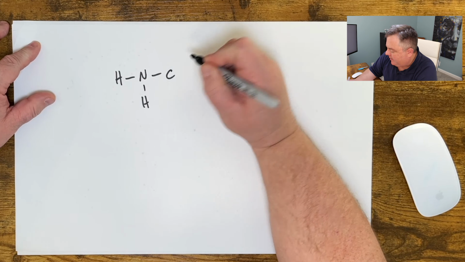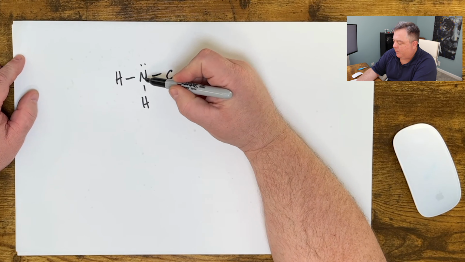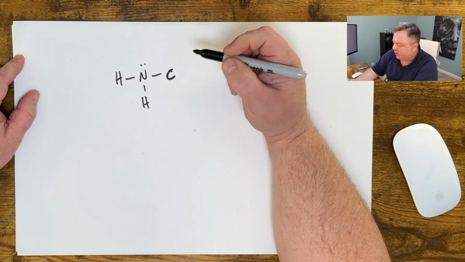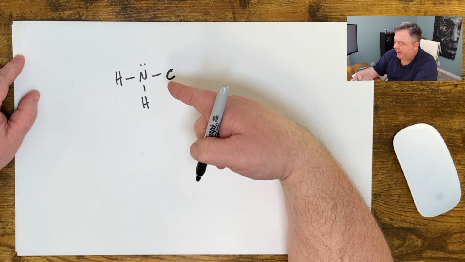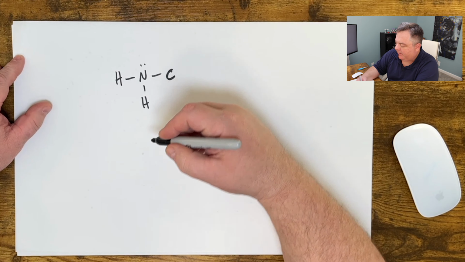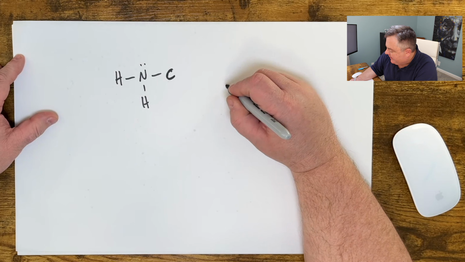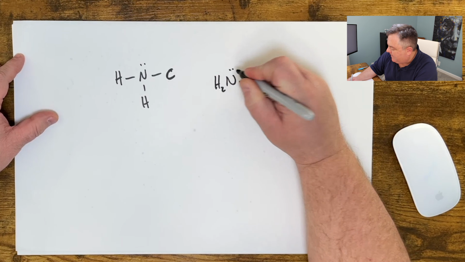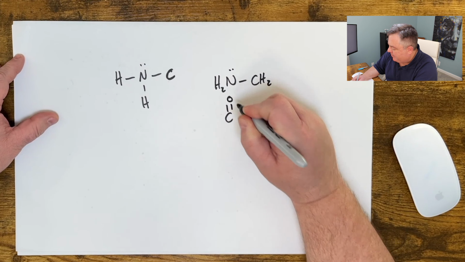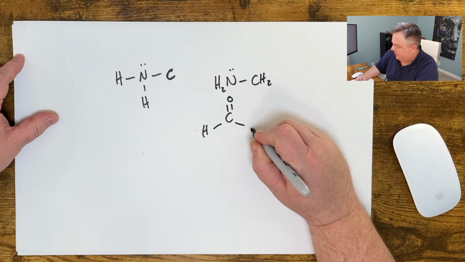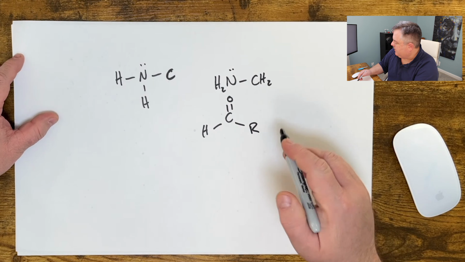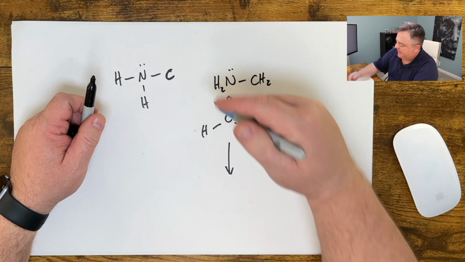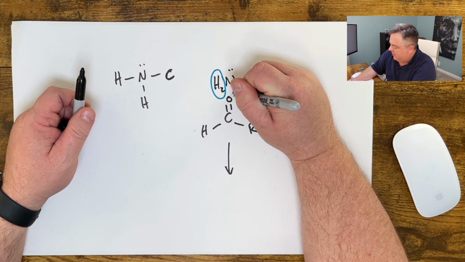A primary amine is a nitrogen compound with one carbon group attached, one R group attached. This is what makes it a primary amine. And if I take that primary amine and react it with a carbonyl compound like an aldehyde, we undergo what's called a condensation reaction. That means you make water.